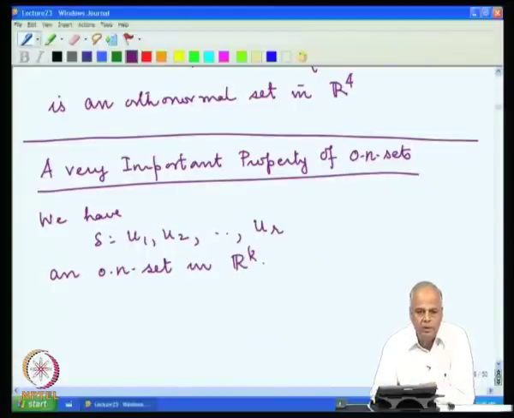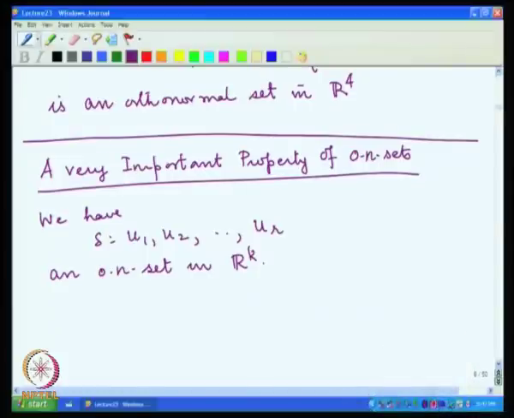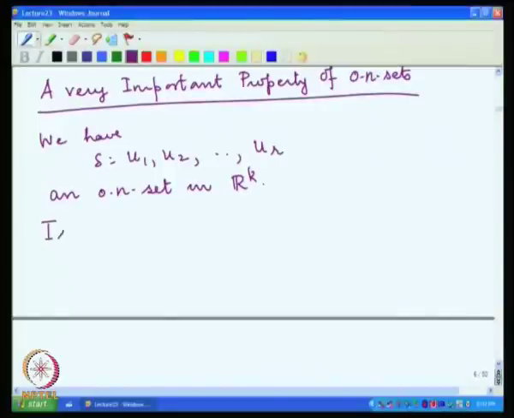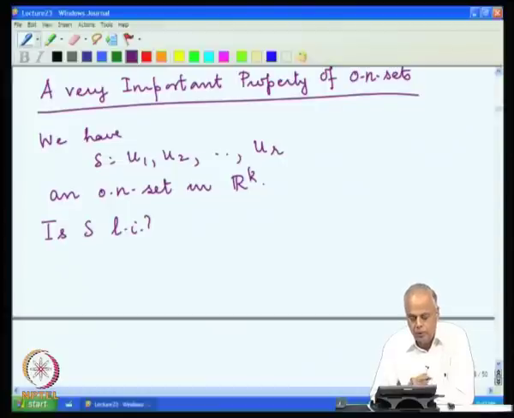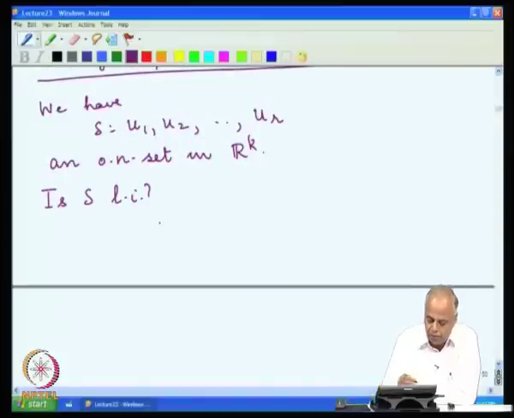Whenever we have a set of vectors in Rk, the first thing we investigate is whether this set is linearly independent or not. If it is linearly dependent, there is a lot of redundant information, and we would like to throw it out. So, first we check whether this set S is linearly independent. For this, we must check whether a linear combination of these u1, u2, ..., ur, when it is the 0 vector, forces all the coefficients to be 0.